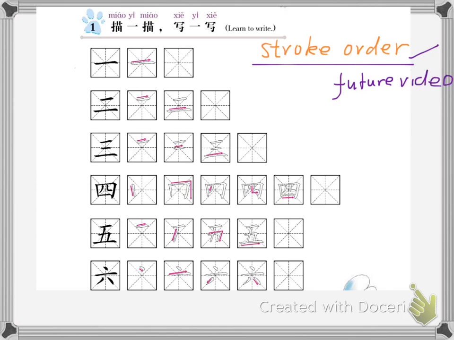Let's give an example. 4. This is the first stroke. This is the second stroke. This is the third stroke. This is the fifth stroke. This is the sixth stroke.